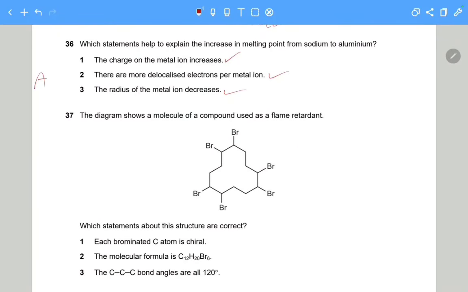And question 37. The diagram shows a molecule of a compound used as a flame retardant.